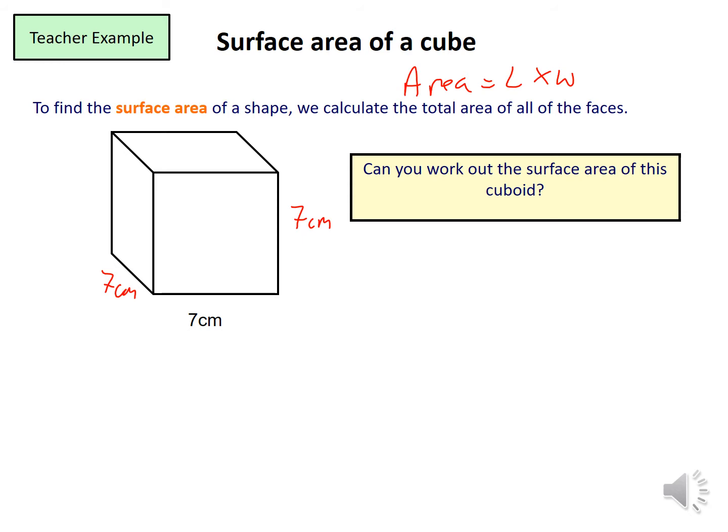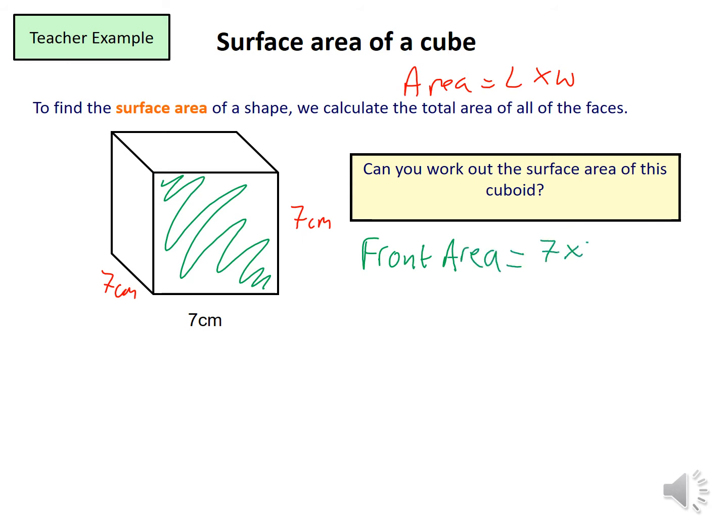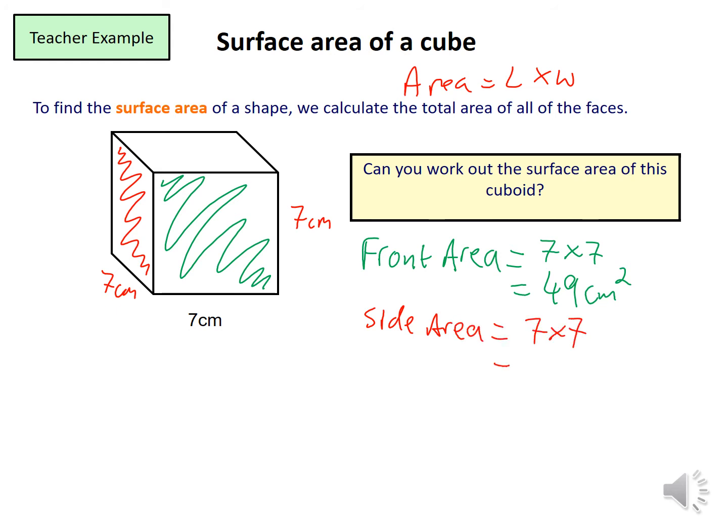So first things first, I'm going to calculate the area of the front. Area equals length times width, which is 7 times 7, which is equal to 49 centimeters squared. When we're working out area, it's units squared. Now let's move on to the side. Side area equals length times width, which is 7 times 7, which is 49 centimeters squared.